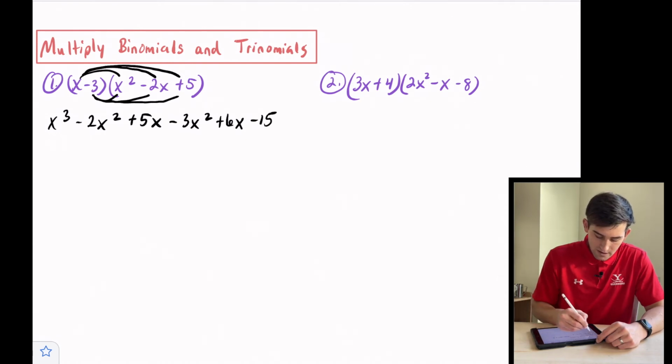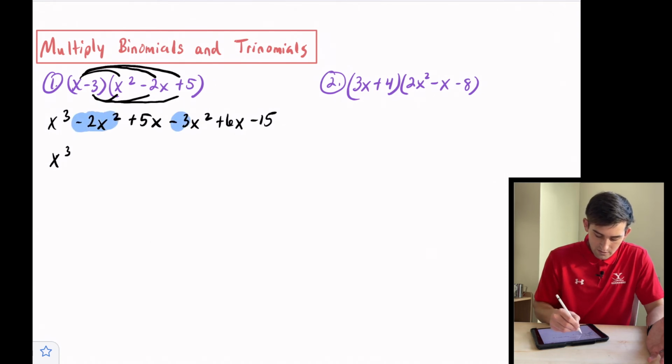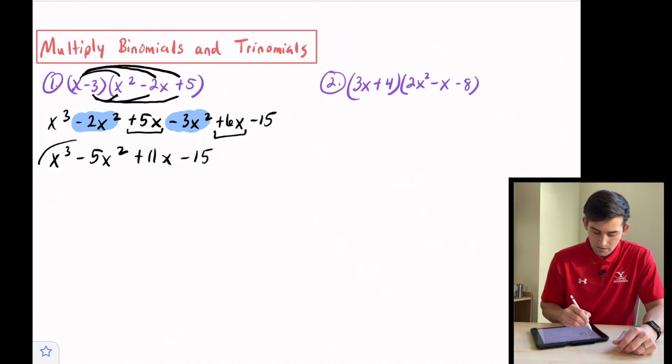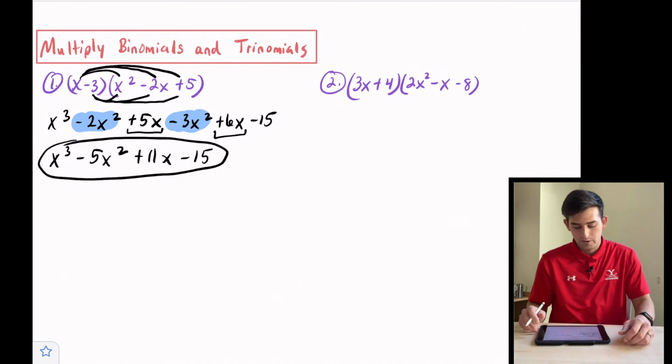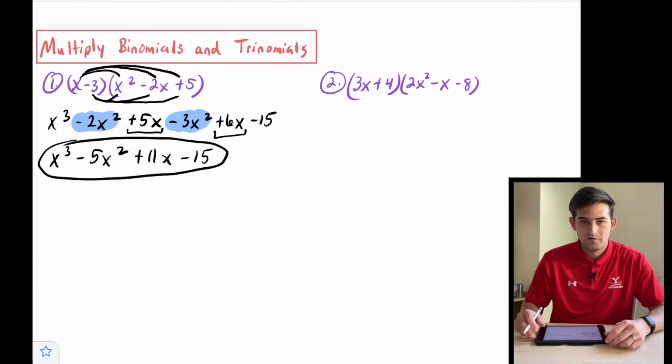So now we look at our exponents, right? We only have one that has an exponent of 3, so x cubed. But now we have negative 2x squared and negative 3x squared. So we combine those to get negative 5x squared. And then we have 5x plus 6x, so plus 11x. And lastly, just minus 15. And we have our polynomial. Okay, so now we have x cubed minus 5x squared plus 11x minus 15.